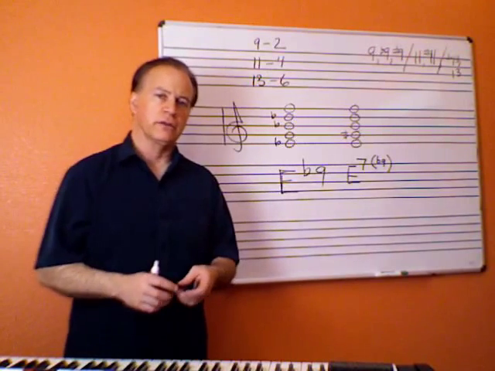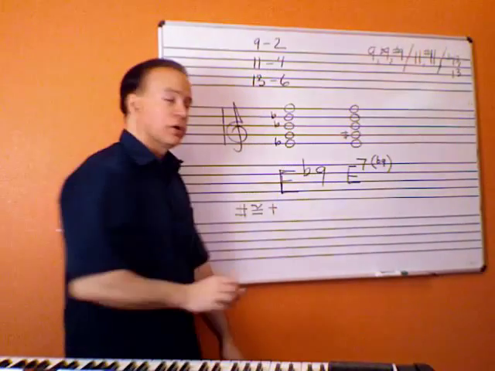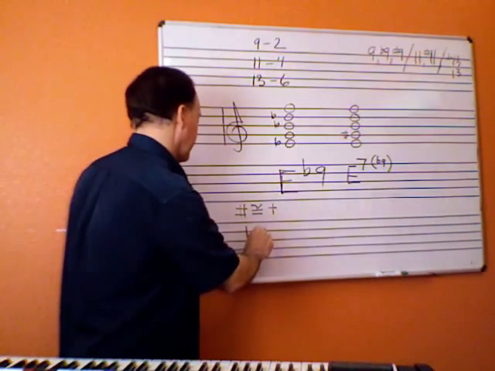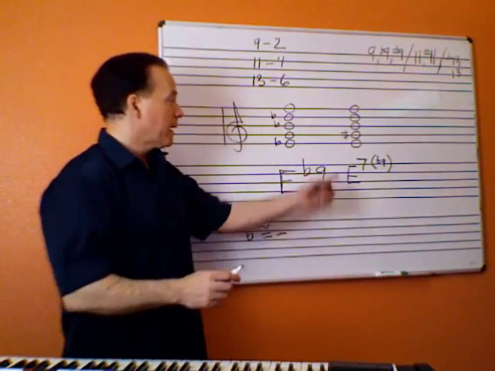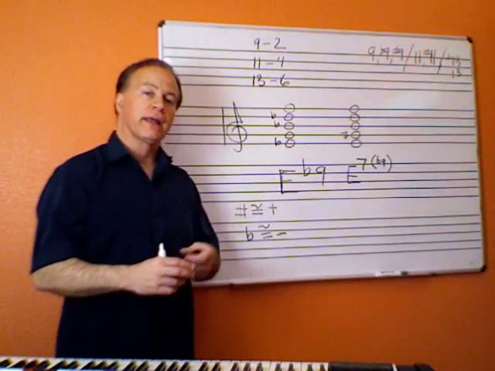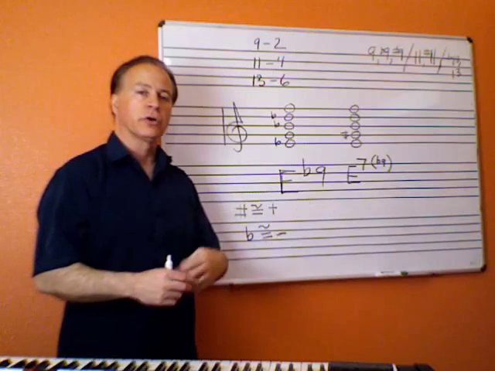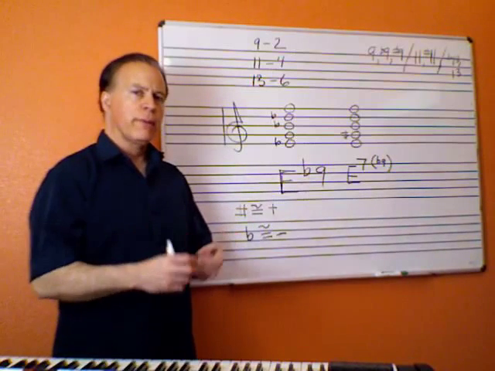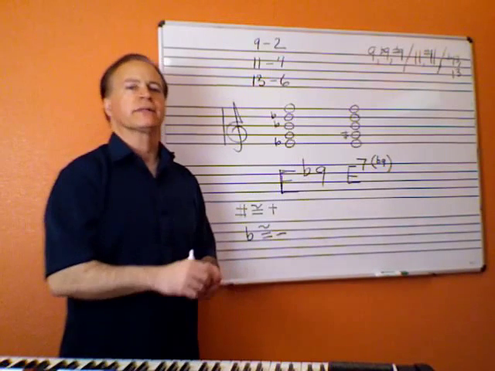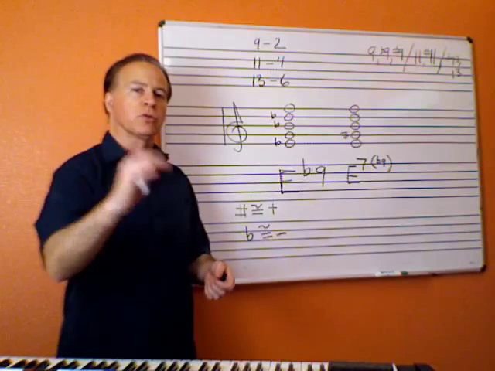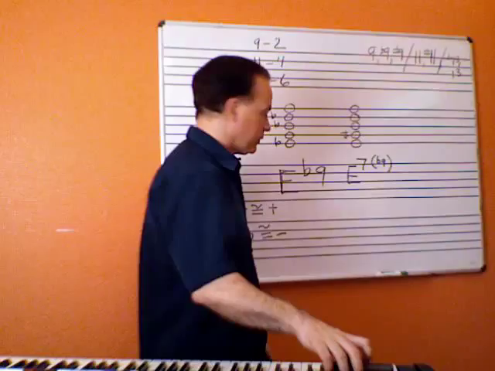The other thing to know about is that the symbols sharp and plus are synonymous, and the symbols flat and minus are synonymous, meaning that I could have E7 flat 9, or I could have E7 minus 9. I could have E7 plus 9 or E7 sharp 9. Just remember that the accidentals, sharp or flat, don't necessarily mean to put that accidental next to the pitch. They just mean to raise or lower that pitch with respect to its major scale. Let's try some more chords like this.